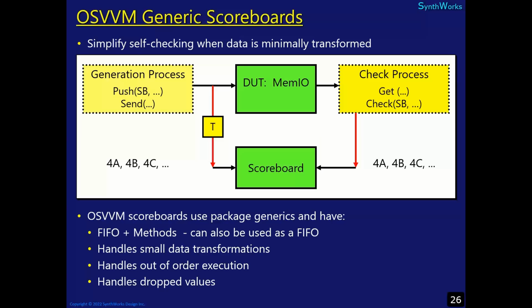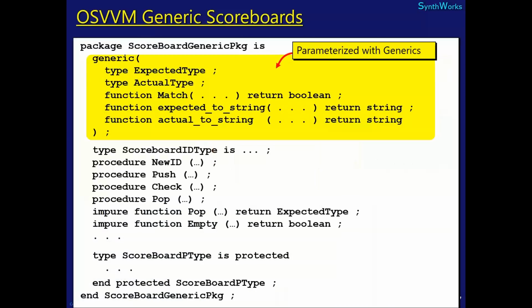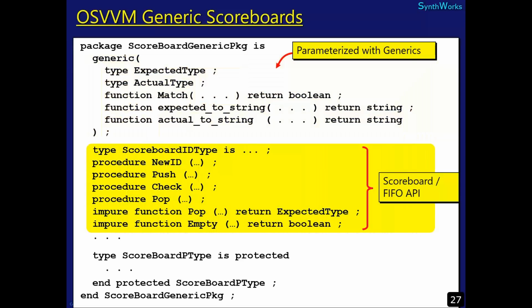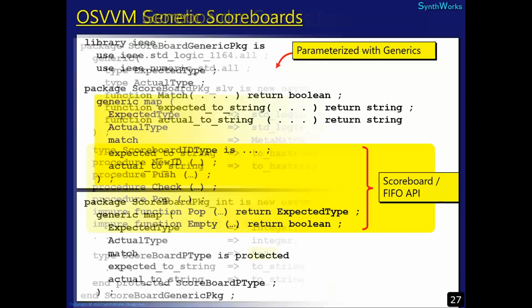And it handles small data transformations. That's via the match function. It handles out of order and drop values. Okay. So it's a generic. We'll see how they work with that in a second. And then this is the new API. This is the singleton API. So we just call regular procedures and functions. Okay. That's the fun stuff.